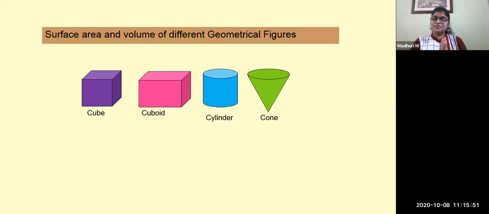Now let us look at what is the surface area of a cube, a cuboid, and a cylinder. In surface area also, there are two types. One is the vertical or the lateral surface area, and the second is total surface area.